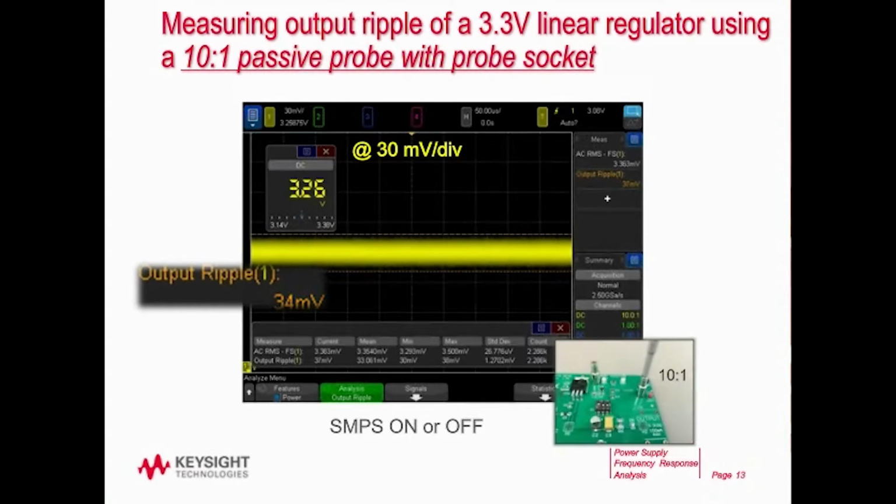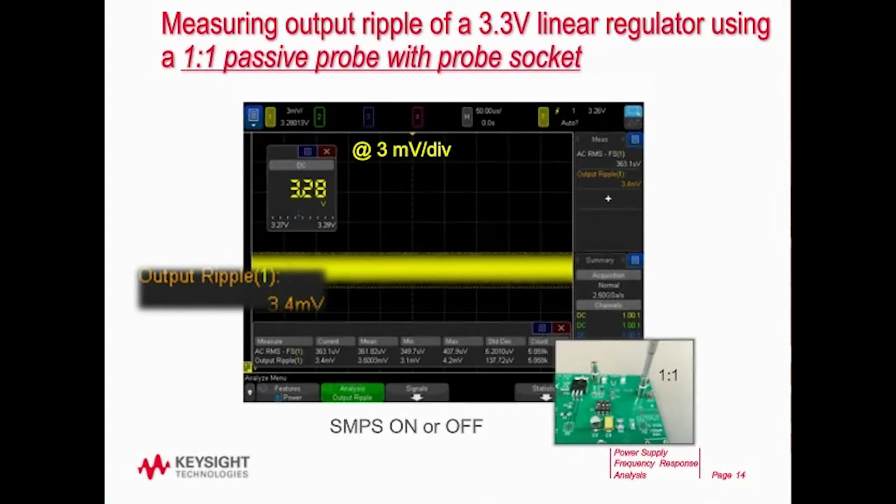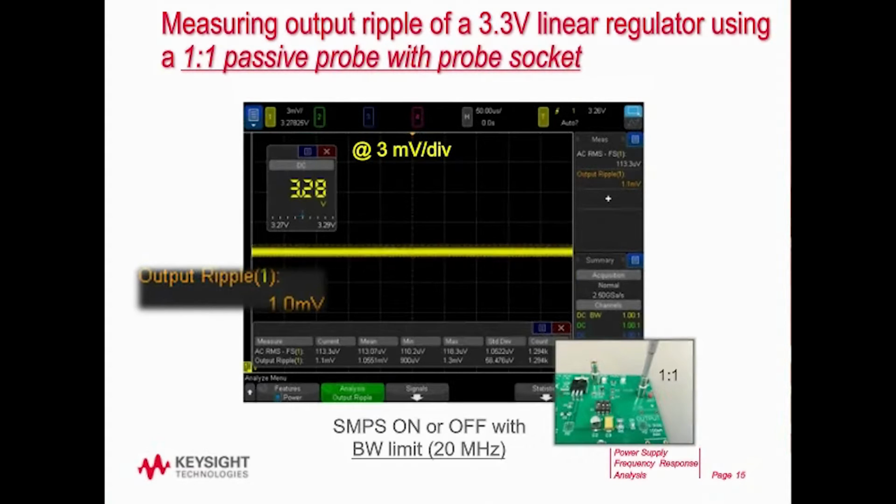Things are looking pretty good, but the output ripple on this linear supply is actually a lot lower than 34 millivolts. The problem I have now is I'm using a 10-to-1 probe, which limits my input sensitivity to the minimum 10 millivolts per division. Right now I'm set at 30 millivolts per division. This next slide, I've used a 1-to-1 probe. Now you may say, well, it looks like the same thickness of a trace, but I've changed from 30 millivolts per division down to 3 millivolts per division. Now I'm measuring 3.4 millivolts peak to peak output ripple. And then if I turn on the bandwidth limit, which a lot of people recommend doing, I'm down to about 1 millivolt peak to peak.